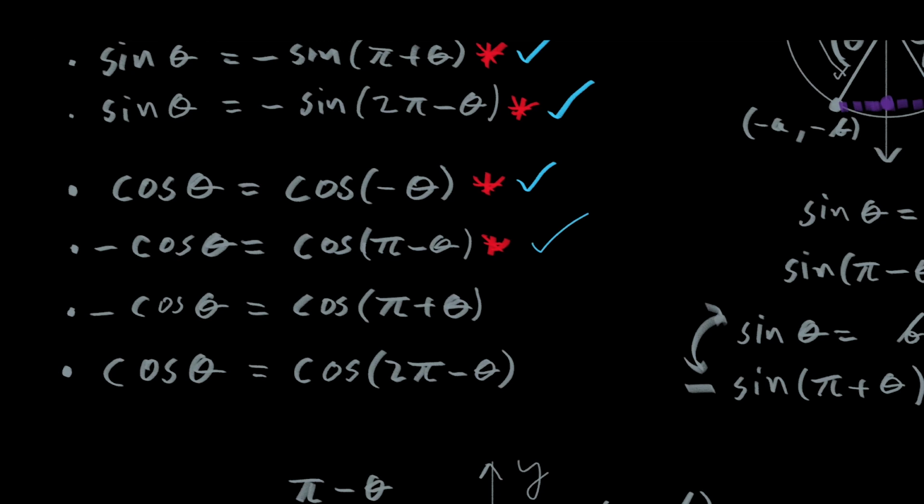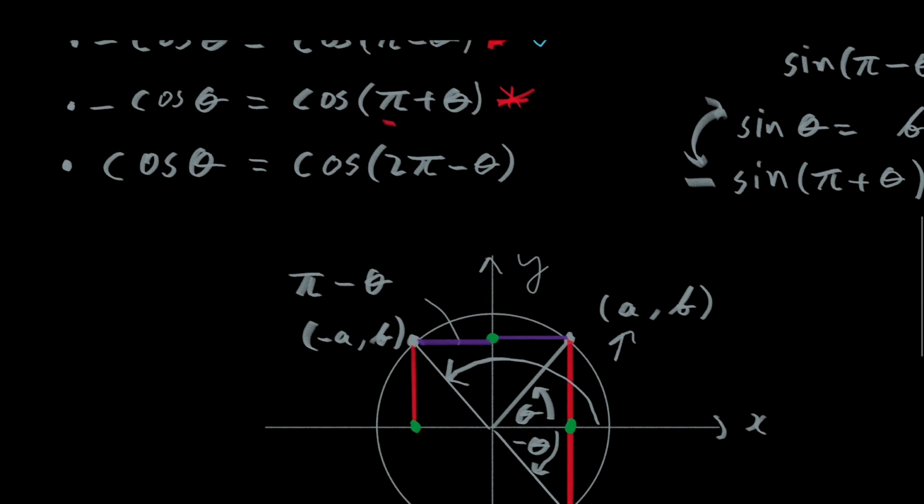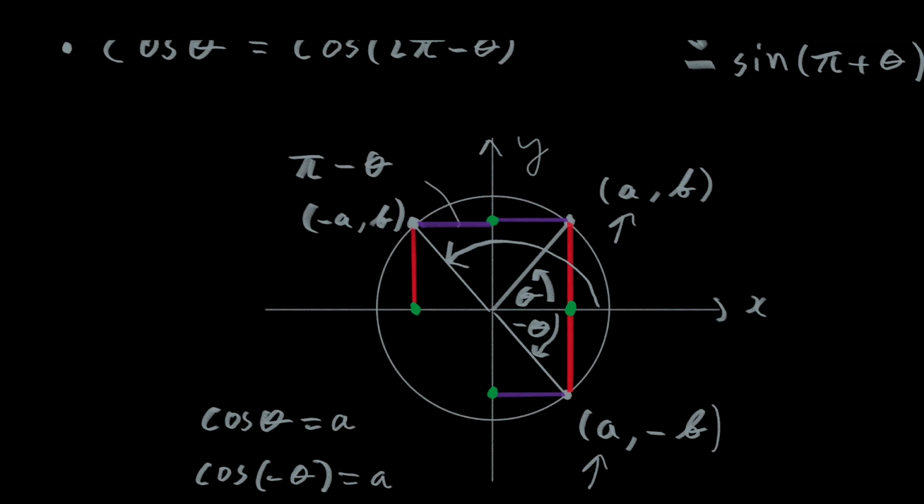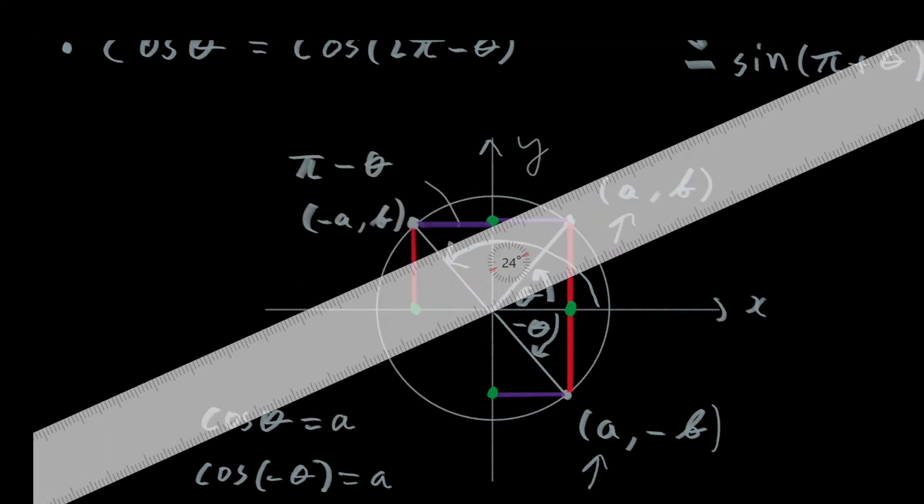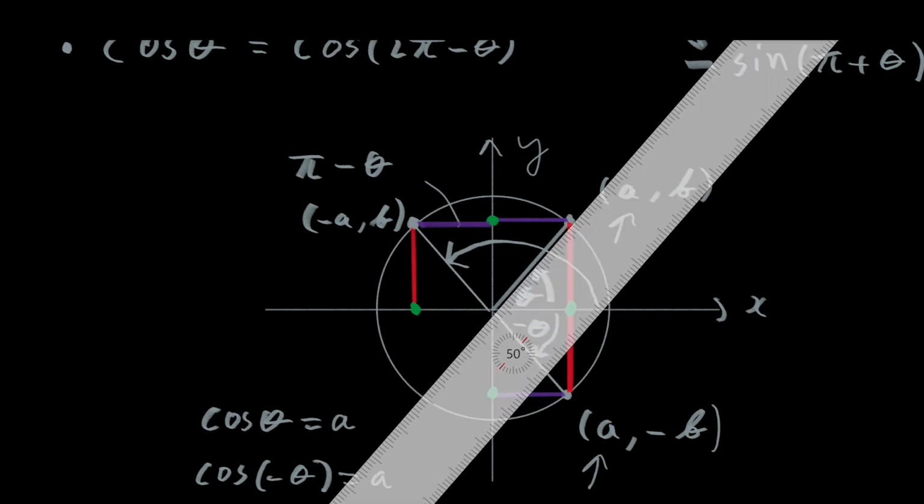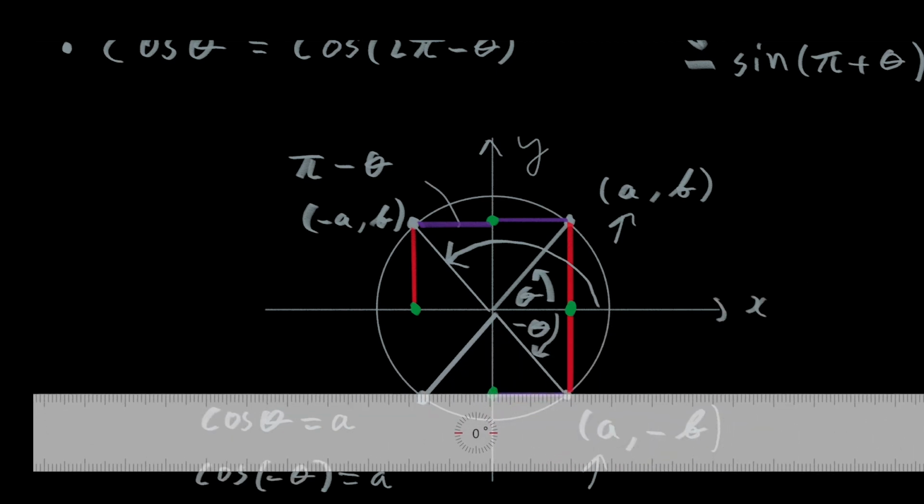Now let's consider this one. I think I can still keep this on the same diagram. So consider this angle, pi plus theta. That would just be going pi radians around the unit circle, but then an extra theta radians past pi. So that would take us here, to this point.